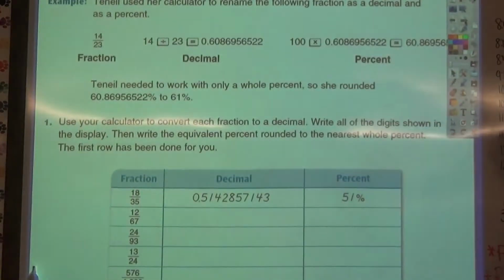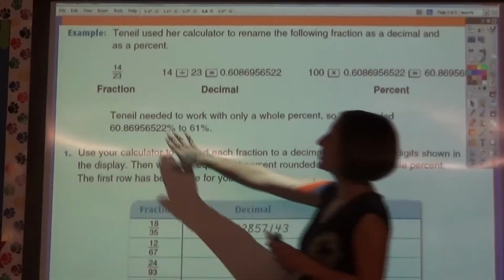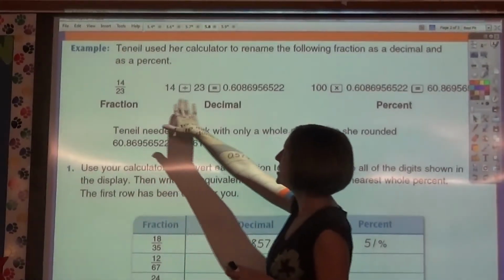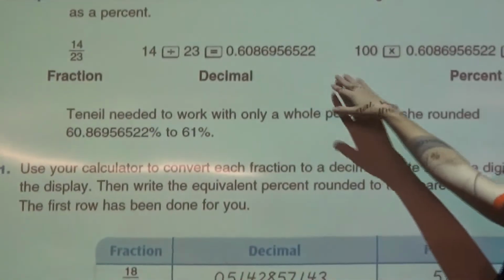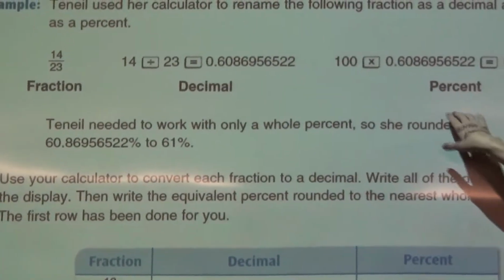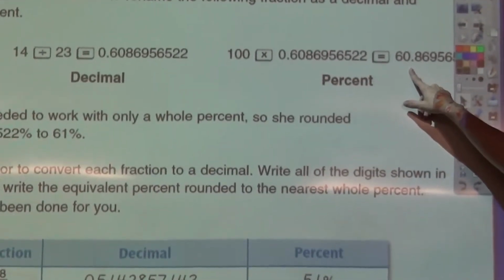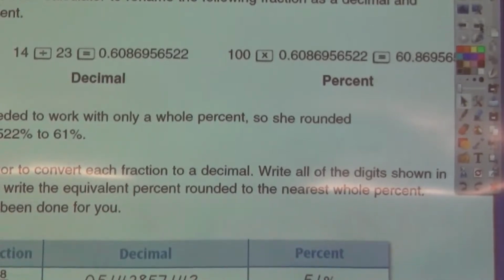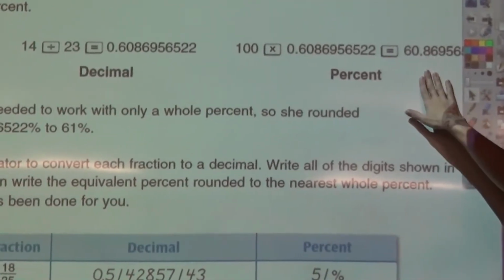So let's take a look at the example. This is in your math journal. You can see that they started with the fraction 14/23 and used their calculator to divide. And they got this long decimal. They took the decimal times 100, and that gave them 60, and then the decimal following. And so they're going to use this number and round it up to make a percent.